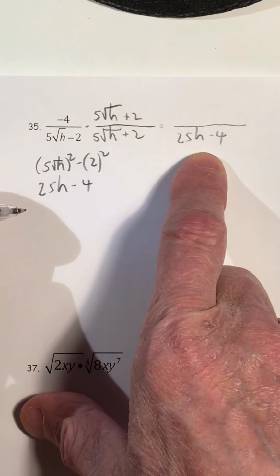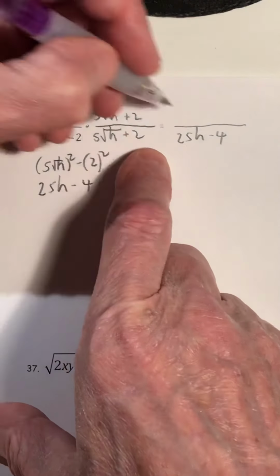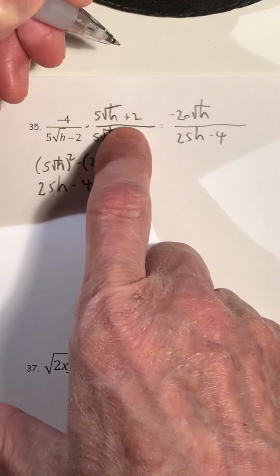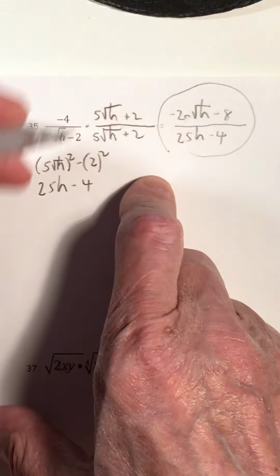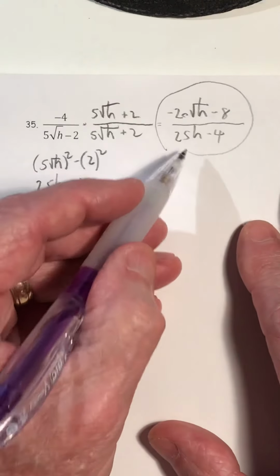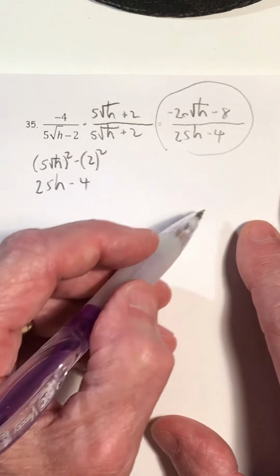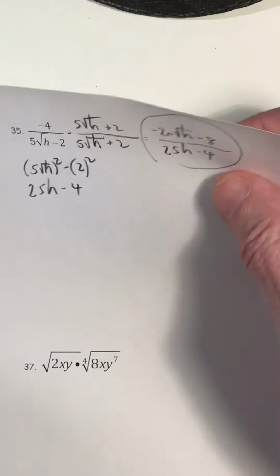rationalized denominator. And then if we multiply this out, we're going to get negative 20 square root h minus 8. And this does not reduce. There's no number that goes into 20, 25, 4, and also 8. Okay, that takes care of that.